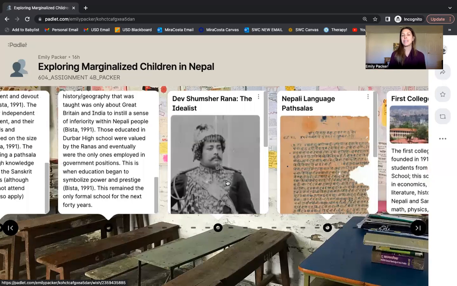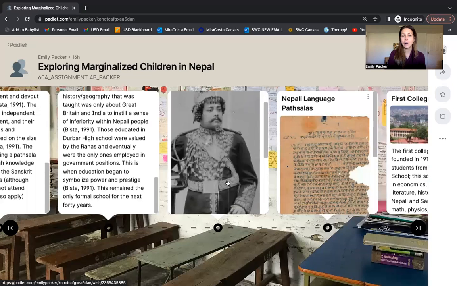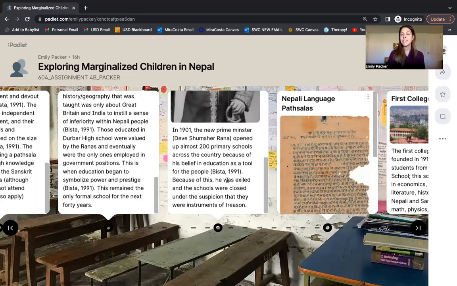Then we're going to talk about this amazing guy, Dev Shumsher Rana. He was called the Idealist, and he was the prime minister for about 4 months. The reason he was only in power for 4 months was because he decided that he wanted to take education to the people. So he opened up over 200 primary schools throughout the country. He thought that this would be an amazing tool to uplift those out of the caste system, out of poverty. And for that, he was exiled.